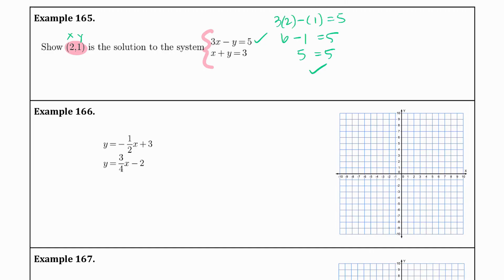So the second one, x plus y equals 3. 2 plus 1 equals 3. Well, that's obviously true, so it works in both of them. So if it makes both true, yes, it is a solution.